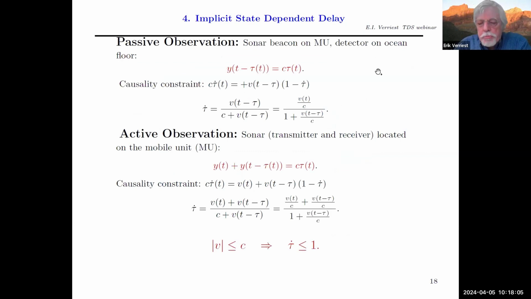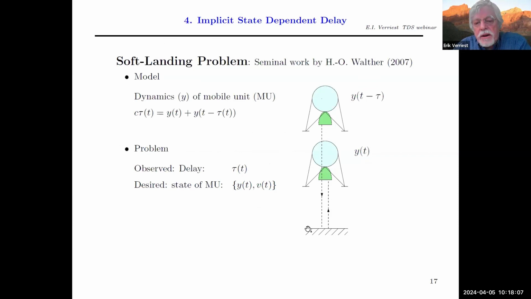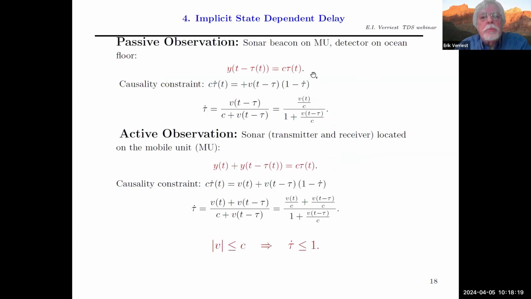Okay, a simpler model is actually if we only have a beacon here with the receiver, and we want to detect the position of the mobile unit. So this would be the one-way problem. In this case, y(t − τ) is equal to cτ.